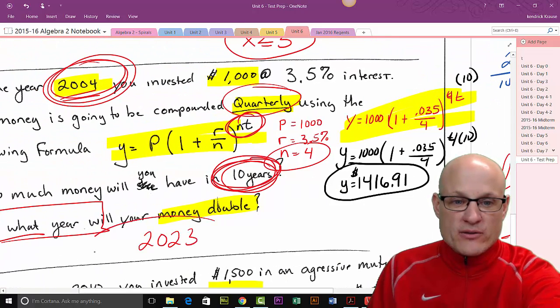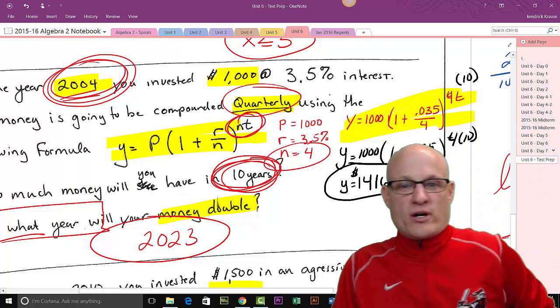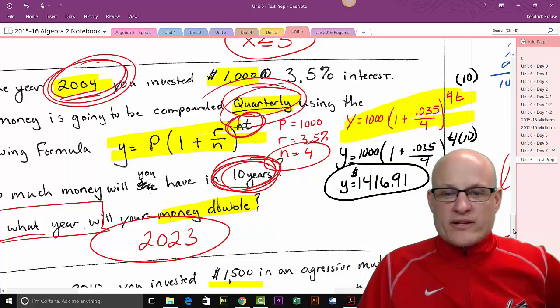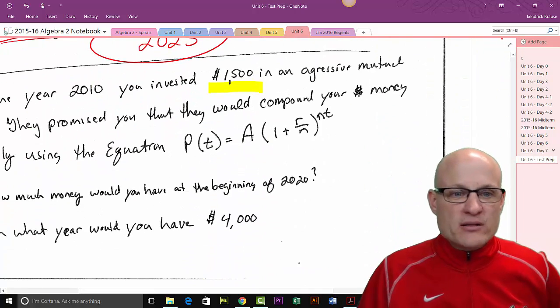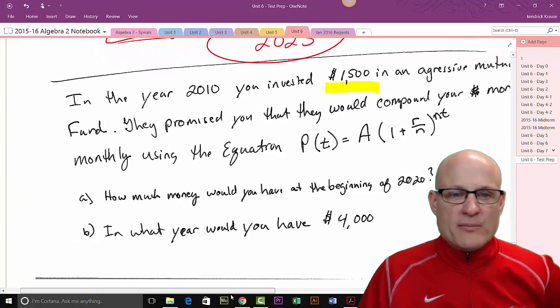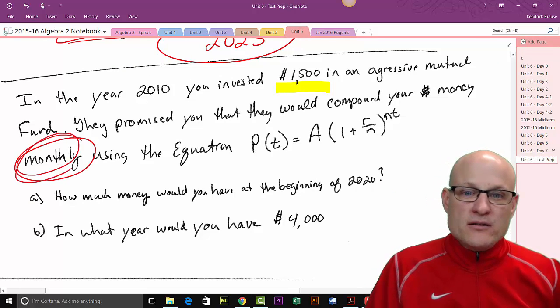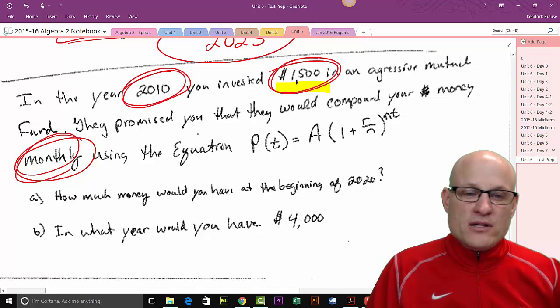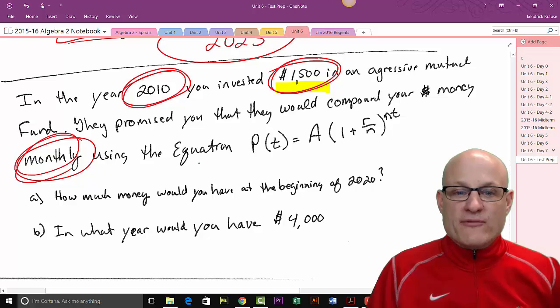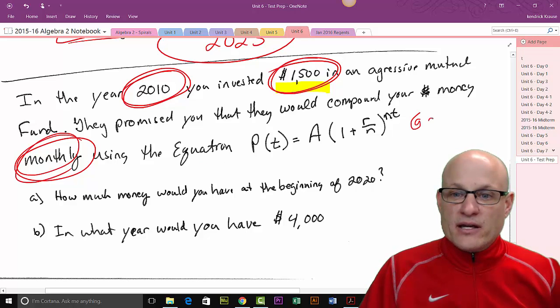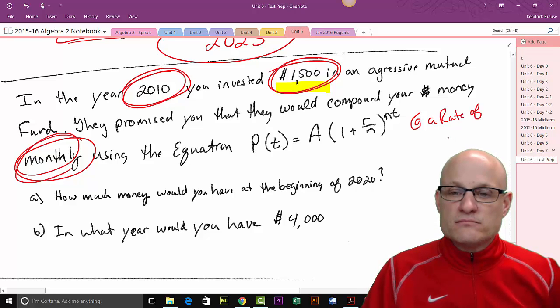All right, I did one more of these just because I want to do one of them quarterly. But I could use quarterly, and this next one I use, I don't even know, monthly maybe. So here's the next problem. In the year 2010, you invested $1,500 in an aggressive mutual fund. They promised you that they would compound your interest monthly. Oh, I forgot to tell you the rate. At a rate of 5.6%. I don't know, 5.6%.